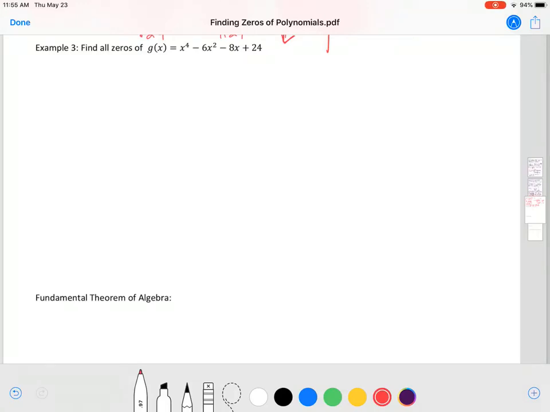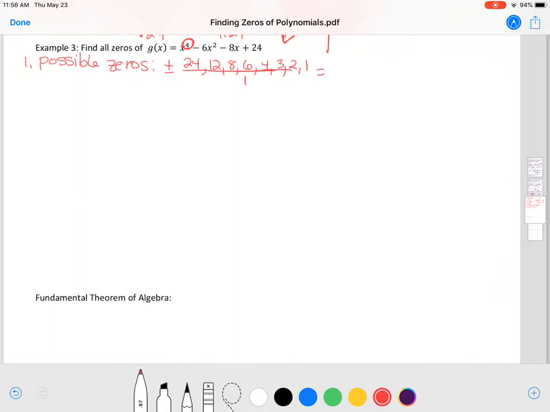Okay, for example 3 of finding zeros of polynomials, this is a degree 4, so by the time we're done, we should have 4 zeros. So let's start off first by finding the possible zeros. I'm going to take all the possibilities for the factors of my constant on the top: 24, 12, 8, 6, 4, 3, 2, 1. And on the bottom, that would be all the possibilities for my leading coefficient. The factors of my coefficient, since it's just 1, would be 1.